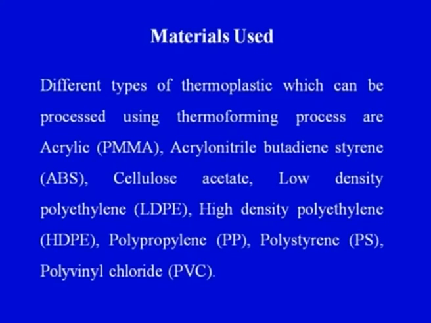Now, what are the materials that can be used? Different types of materials can be used for the thermoforming process. So, different types of thermoplastic which can be processed using the thermoforming process are acrylic, acrylonitrile butadiene styrene, that is ABS, cellulose acetate, low density polyethylene LDPE, polystyrene PS, polyvinyl chloride PVC. So, different types of plastics can be processed.